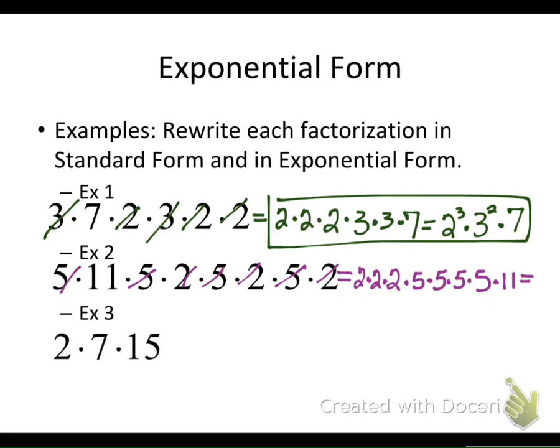I'm going to go ahead and put my equal sign, and I'm going to put my exponential answer just kind of right underneath here. So when I go to write this in exponential form, I'm going to write 2 to the what power times 5 to the what power times 11. Good. This isn't too bad, is it?